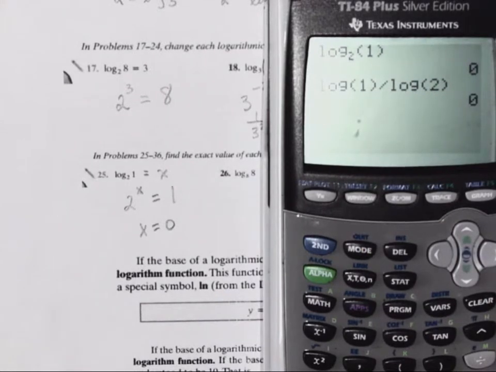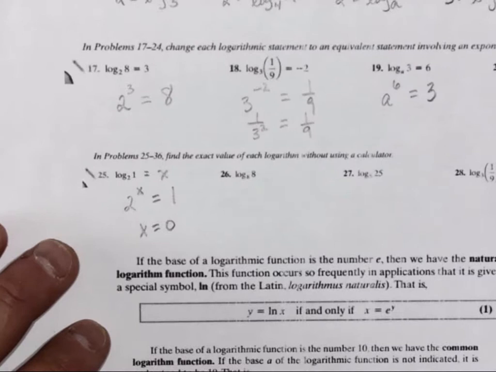And notice that we get 0 in both cases. So if you have a newer calculator, I'd use that shortcut using the alpha window. If you have an older calculator, you'll probably have to do this change of base. So, but I'll show you some other examples here so you can get good at that.